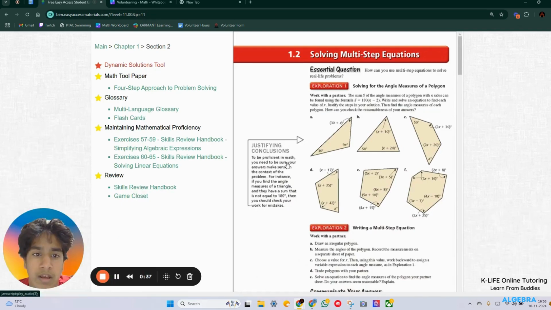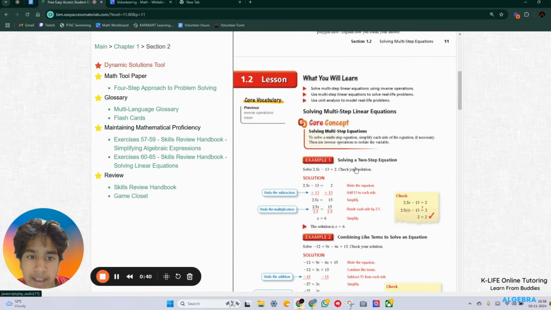Our main focus today is how to solve multi-step linear equations using inverse operations. You might have heard of the word inverse. Inverse is like the opposite of something. It's like an input and you get an output. You're putting something in and getting a different solution sometimes. That's how inverse works.